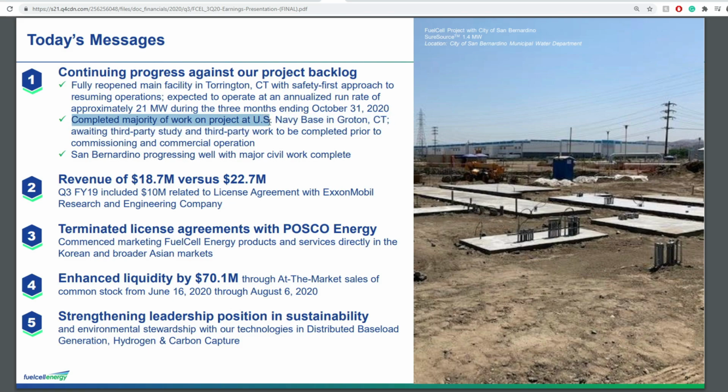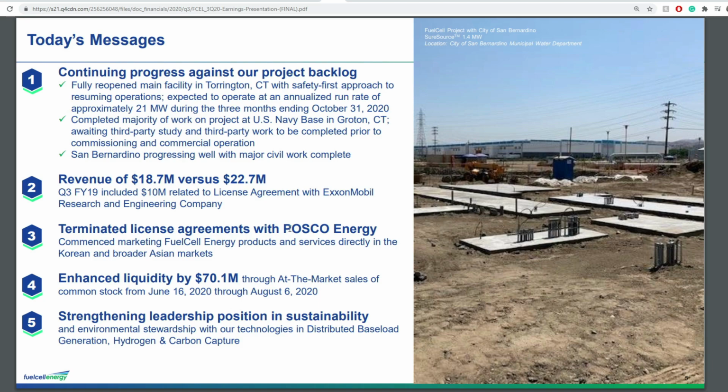Completed majority of the work on Project U.S. Navy Base in Groton, CT, waiting third-party study and third-party work to be completed prior to the commission and commercial operations. In Bernardino, progressing well with major civil work complete. Revenue of around 18.7 million versus 22.7. Quarter three for year 2019 included 20 million related to license agreement with ExxonMobil Research and Engineering Company. So that's why you can get to see a little bit of the drop. It's related to the ExxonMobil license agreement.